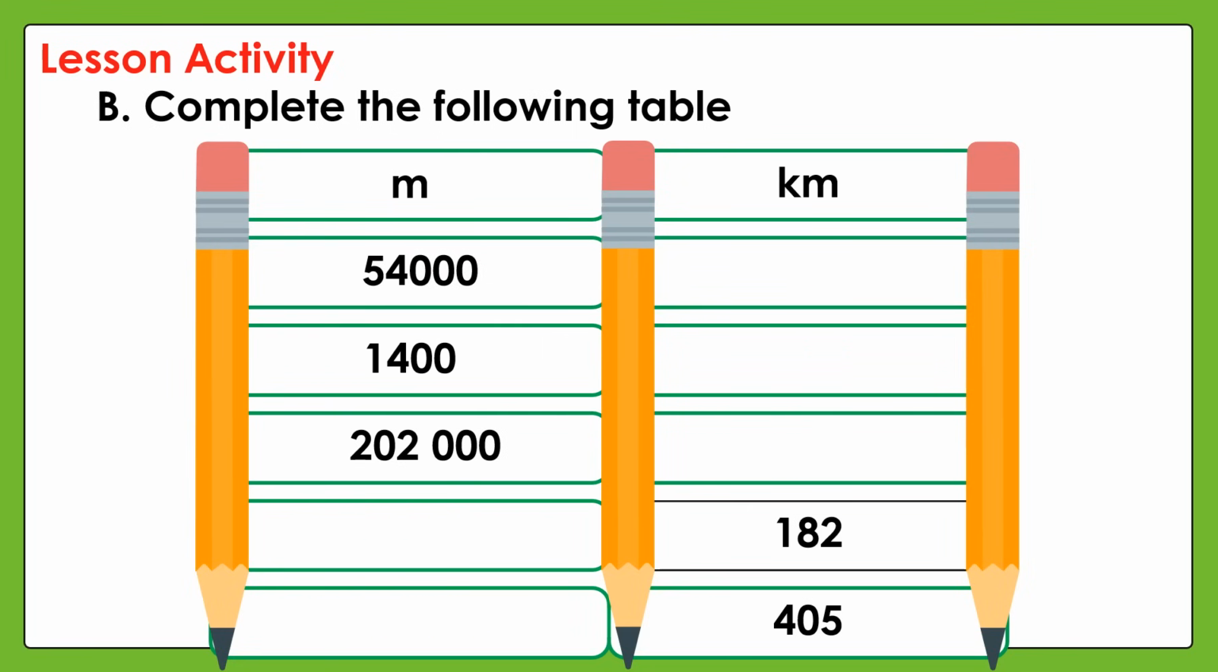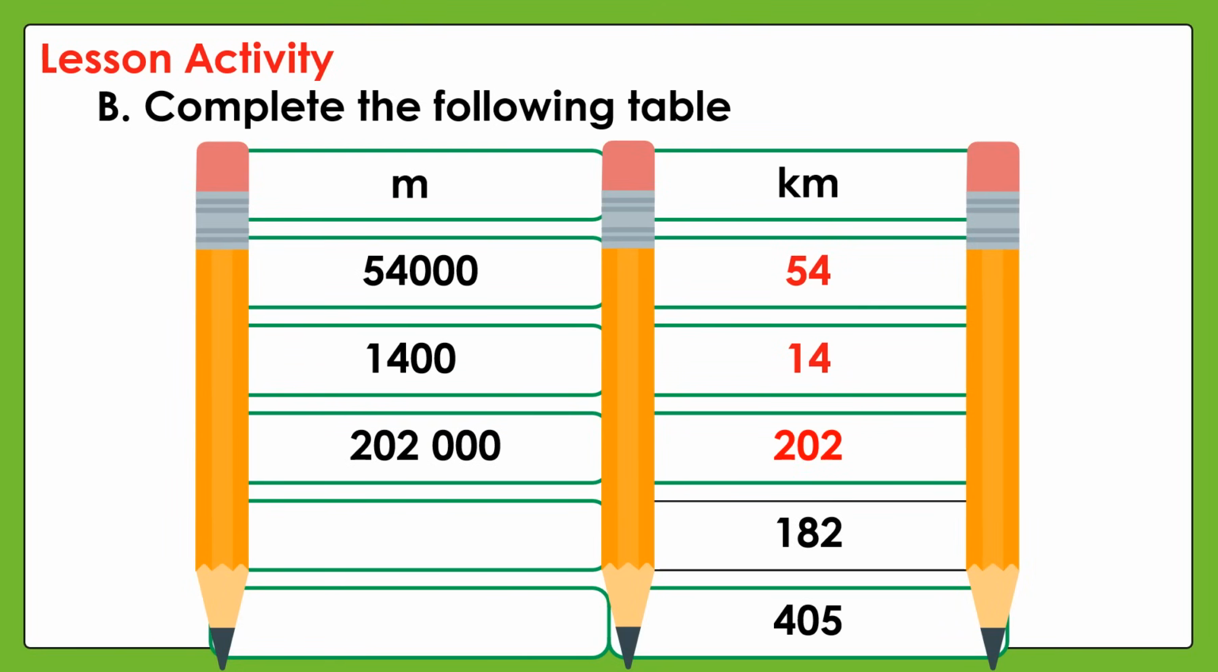Lesson activity letter B. Complete the following table. Meter to kilometer and vice versa. Number 1, 54,000 meters is equivalent to 54 kilometers. Number 2, 1,400 meters is equal to 14 kilometers. Number 3, 202,000 meters is equal to 202 kilometers.